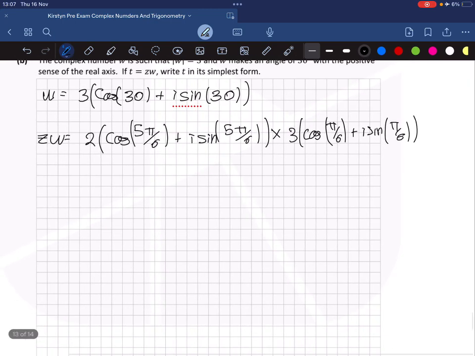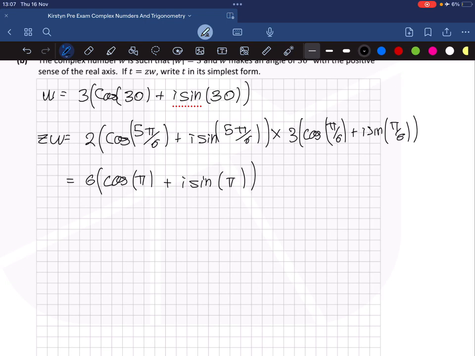So when we figure this out, this is equal to 6, because 2 by 3 gives you the 6. And inside, when you multiply these out, we have the cosine of pi plus i sine pi. And that comes from your rules, because if you multiply two complex numbers in this form, we add the angles. So you have 5 pi over 6 plus pi over 6, which just gives you 6 pi over 6 equal to pi, and the exact same thing happens to the sines.